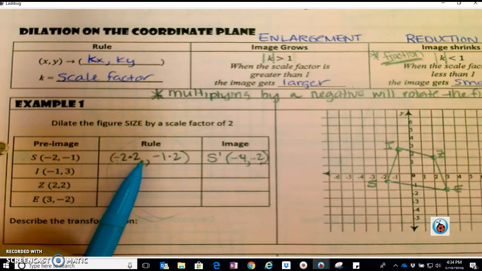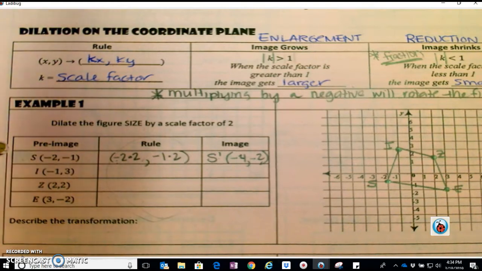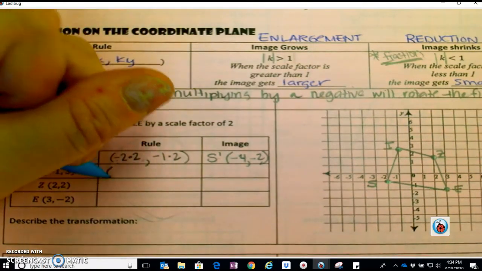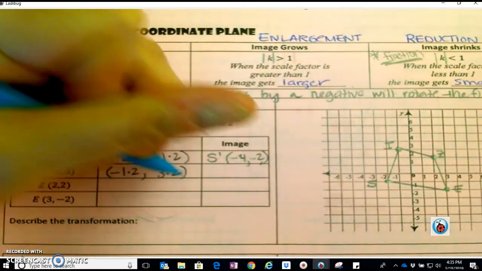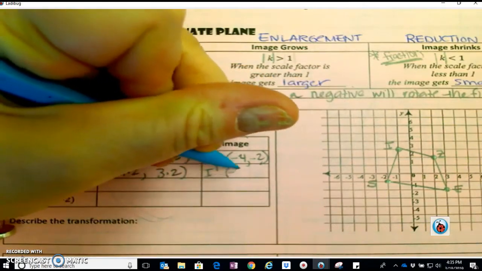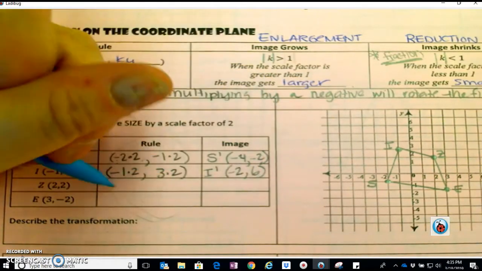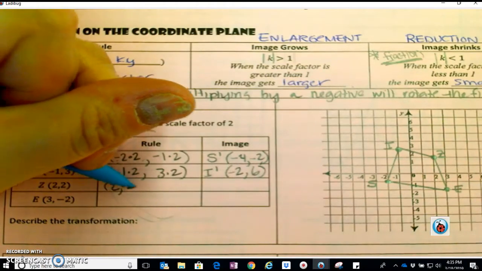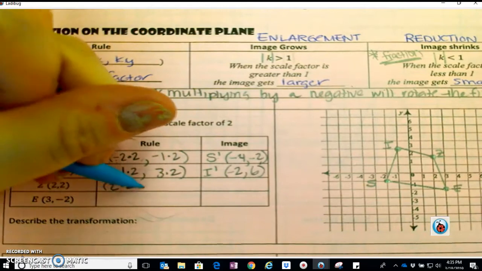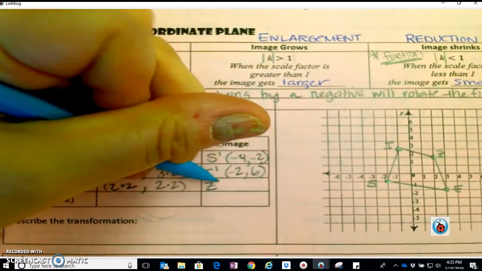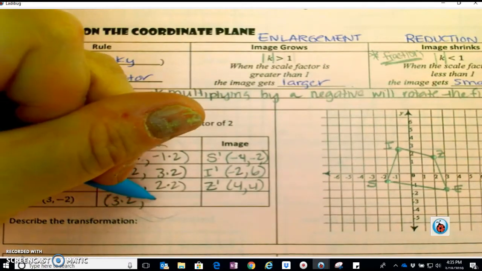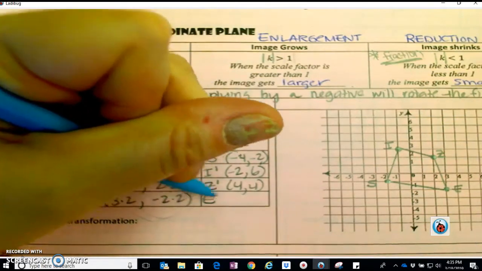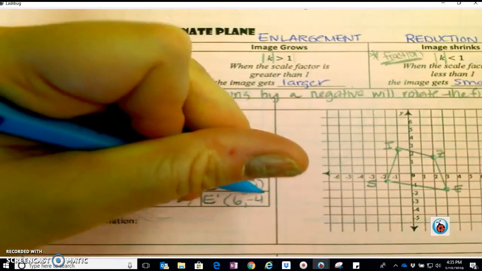This is optional. You don't have to. I'm hoping you can do that math in your head, but if you need to, just as notes to see how you're getting to that value, I totally get it. That's why it's here. So I'm going to take -1, multiply by the scale factor. I'm going to take 3, multiply it by the scale factor to get I prime, which is -2, 6. I'm going to take 2 and multiply it by 2. Just didn't mean to put that comma there. And 2 multiplied by 2 to get Z prime, which is 4, 4. And finally 3 times 2 and -2 times 2 to get E prime, which is 6, -4.